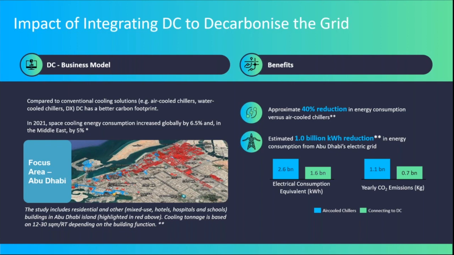So passing from the 2.6 billion, which is the consumption that we have as of today, to 1.6 billion, replacing all this cooling system by district cooling. And this also generates savings in terms of CO2 emissions, 1.1 billion towards 0.7 billion if we implement district cooling.